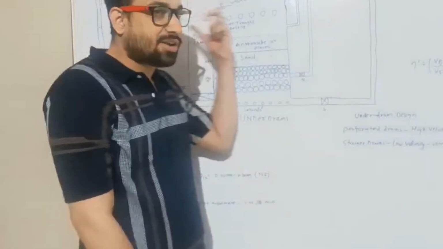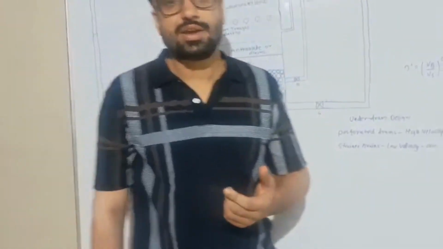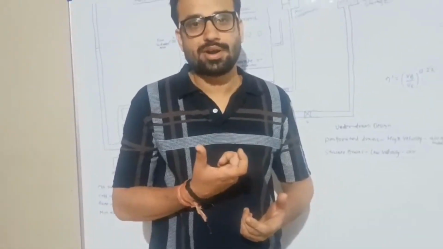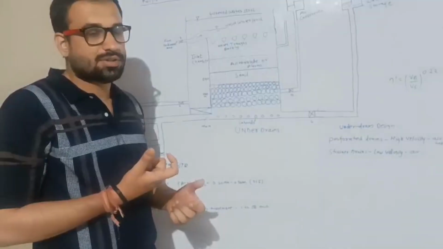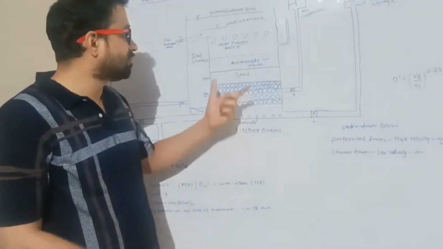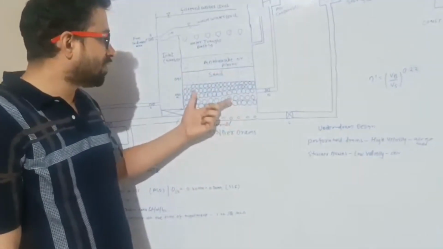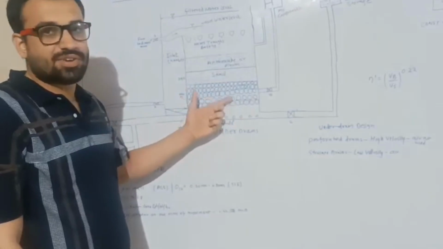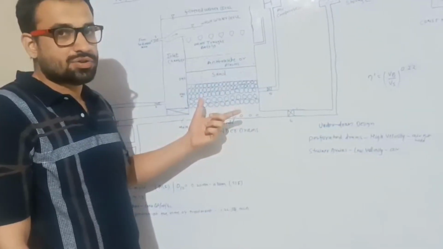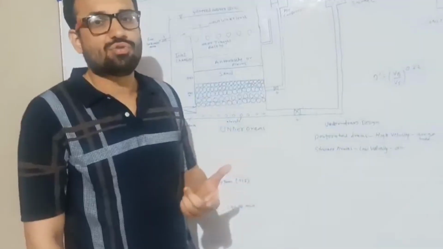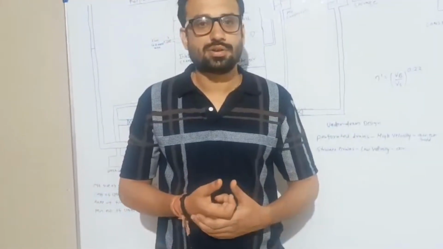So in this entire process we have some operation trouble in the rapid sand gravity filter. The operation trouble is that sometimes the impurities get entrapped between the voids of the filter media and the gravel layer. So for this purpose we have to perform the cleaning of the filter.